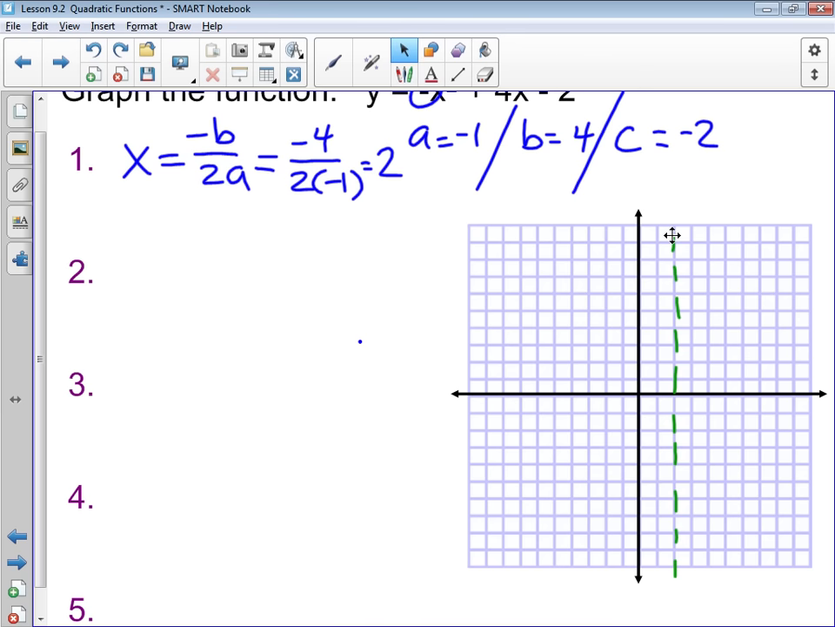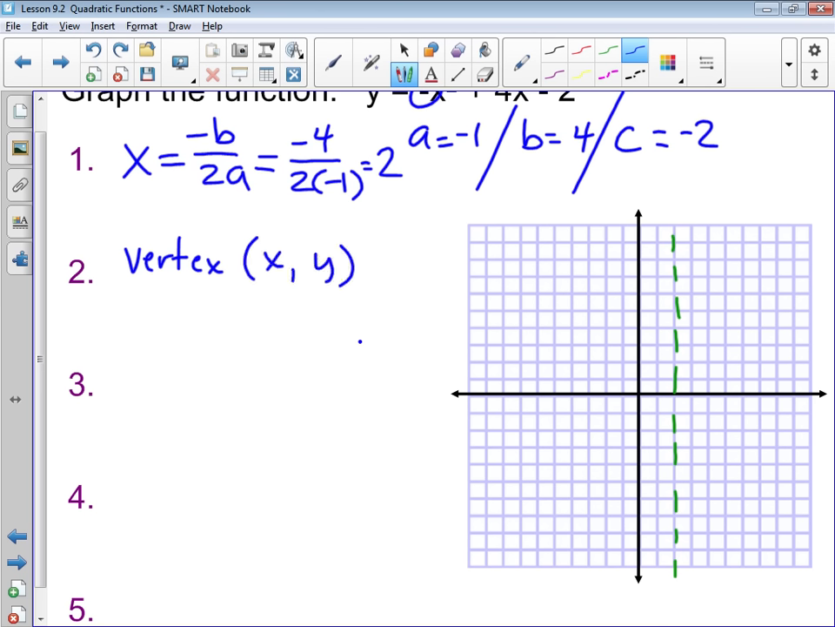The next step is to find the vertex. The vertex is an x and a y coordinate. You already know half of the answer because you did step 1. The x coordinate is 2. You just have to find the y coordinate.